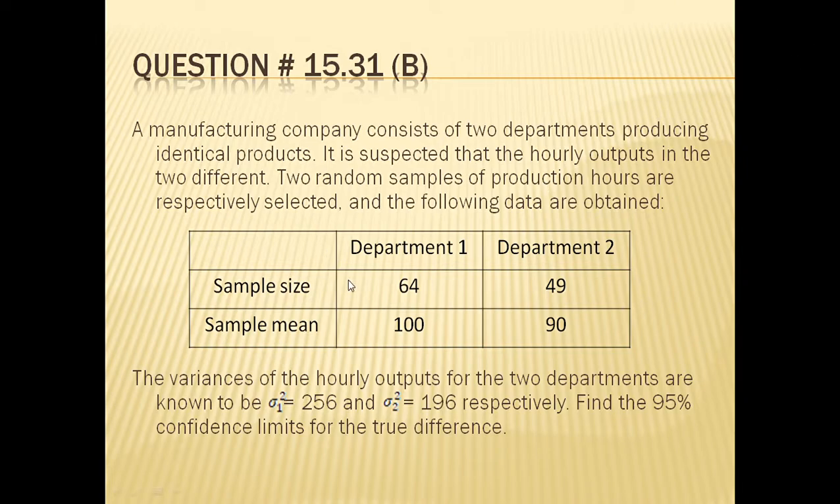Now from the first department, a sample size of 64 is obtained, and the mean is 100. And for the second department, 49, and mean is 90. Now the variances of hourly outputs for the two departments are known: sigma 1 square is equal to 256 and sigma 2 square is equal to 196 respectively. Find the 95% confidence limits for the true difference.